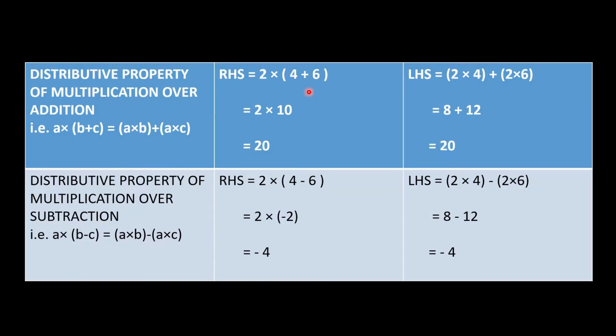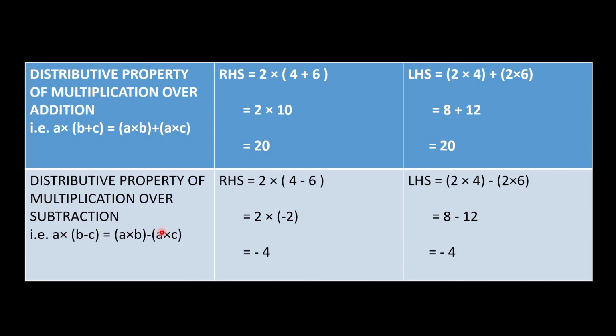That is, see, in the first example I have taken 2, 4, 6, 3 integers. Now 2 multiply by 4 plus 6. अब इनको पहले प्लस कर दिया आया 10, then 2 10s is 20. Now in this case 2 4s are 8, 2 6s are 12. So 8 plus 12 is again 20. Okay, so we can see this property is true for addition.